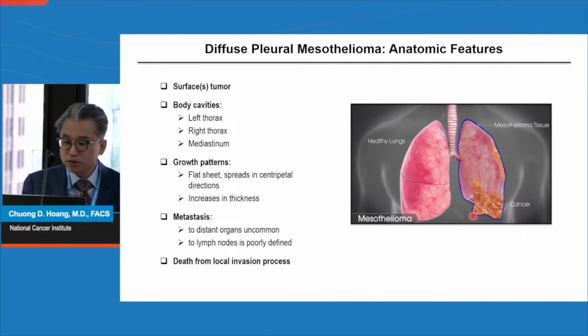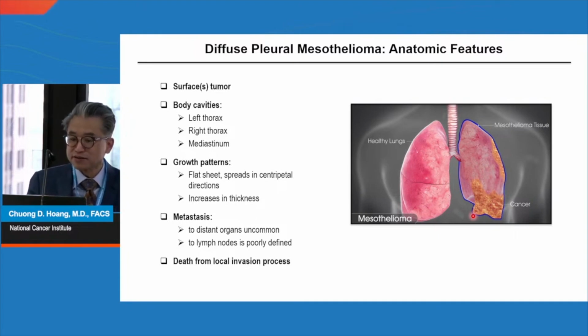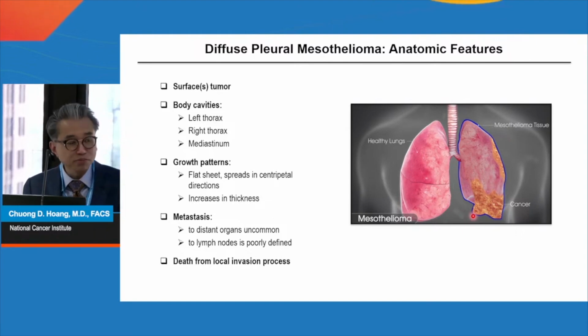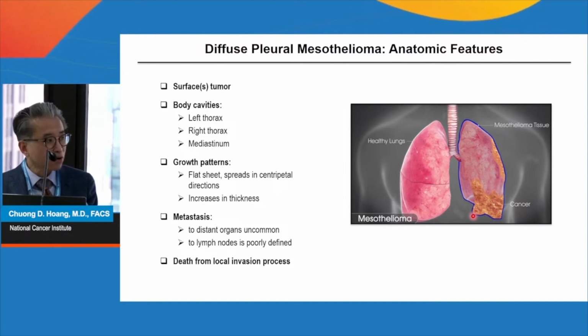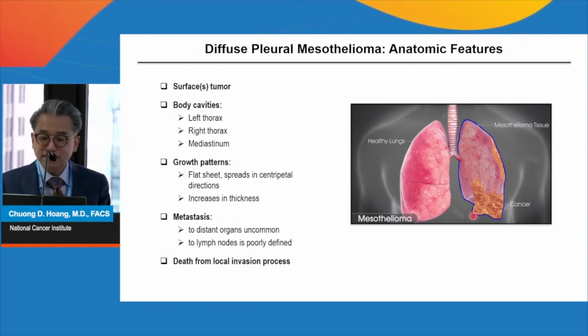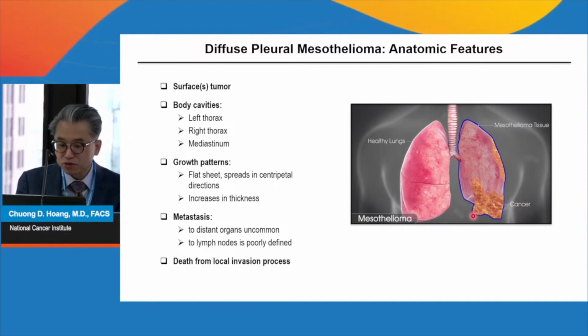And from the mesothelial lining, these mesothelial cells, the tumor grows there, and it often starts out early on as a flat sheet, a thin sheet, and it gradually spreads outward in a centripetal fashion. And then later in the course, only then does it increase in thickness and really become a huge problem.